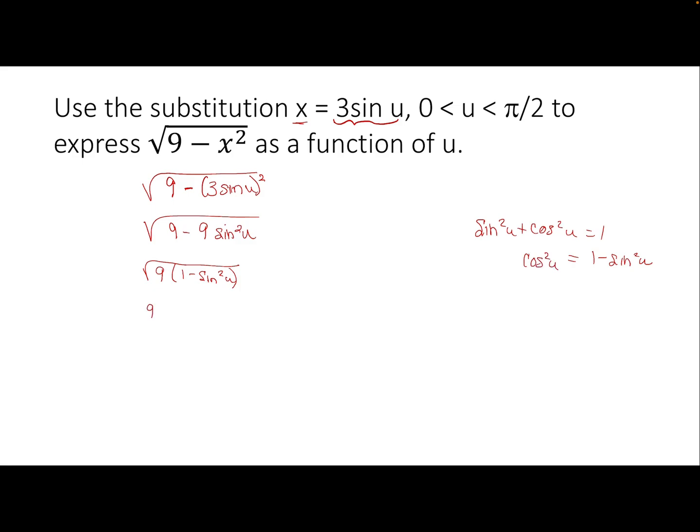So we have 9 times the cosine squared of u, and we're asking you to take the square root of that. The square root of 9 is 3. The square root of the cosine squared is the cosine.